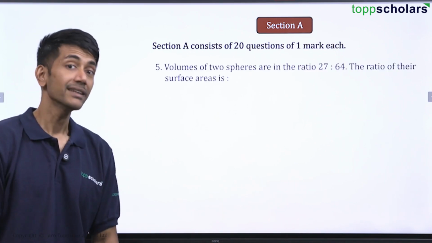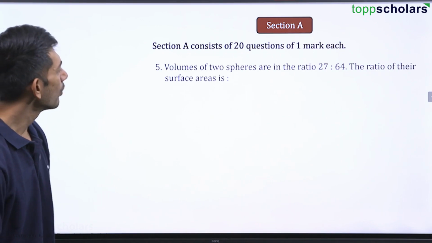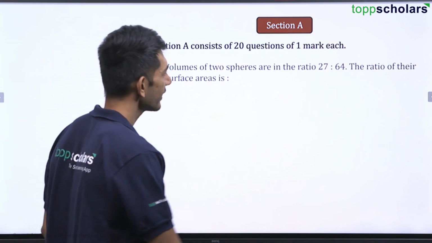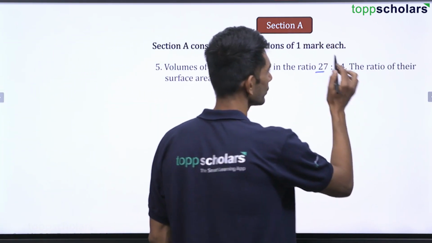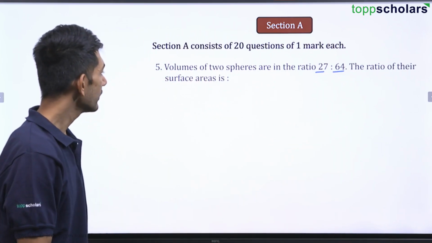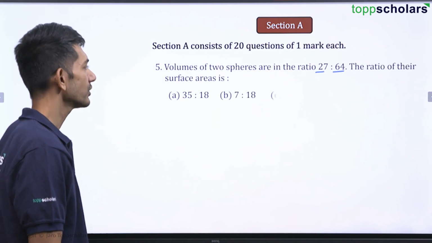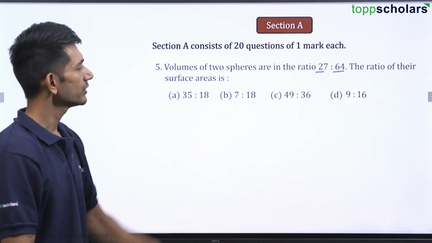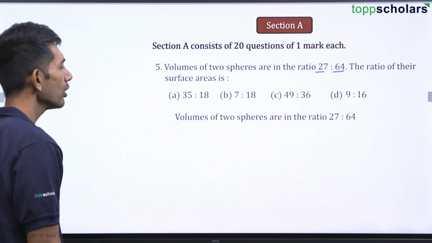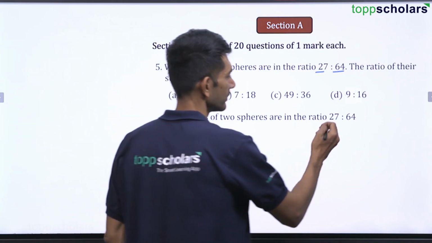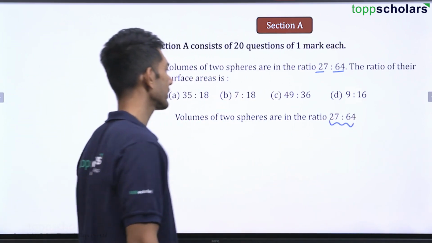The next question says, interesting question, easy question. Volume of two spheres are in the ratio 27:64. The ratio of their surface areas is what? Okay, you're supposed to find out the ratio of their surface areas. There are 4 options given. Now, volume of two spheres are in ratio 27:64, right?